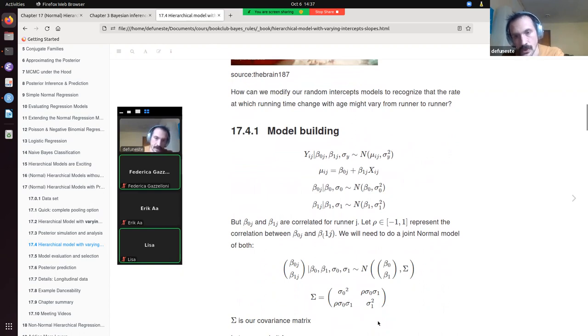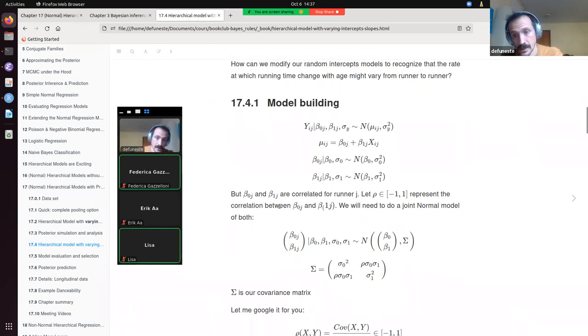But here it's complicated a bit. Why? Because for every runner, the intercept and the slope can be related. In fact, they are correlated. So we cannot build two independent normal distributions. We have to build a joint normal model for both. So what is a joint normal model? We'll go slowly into it.